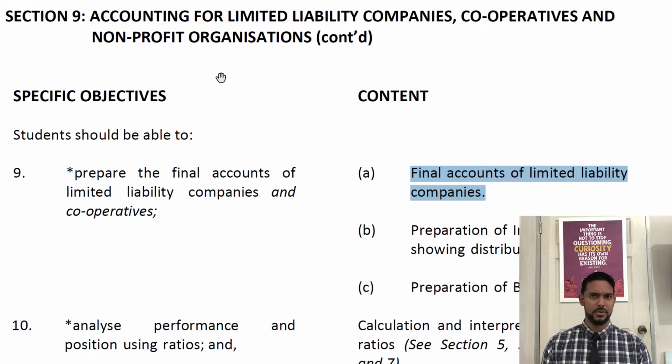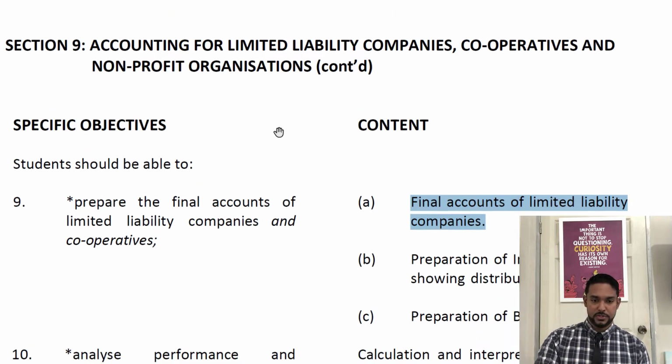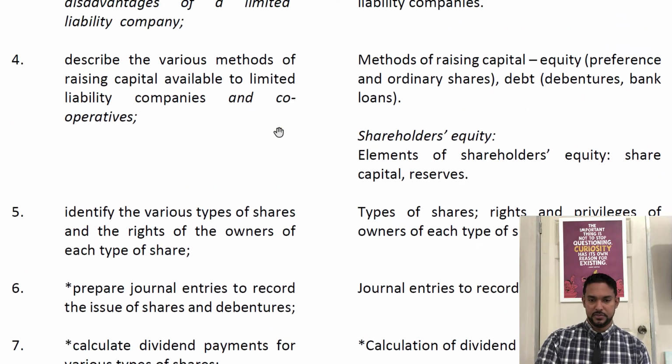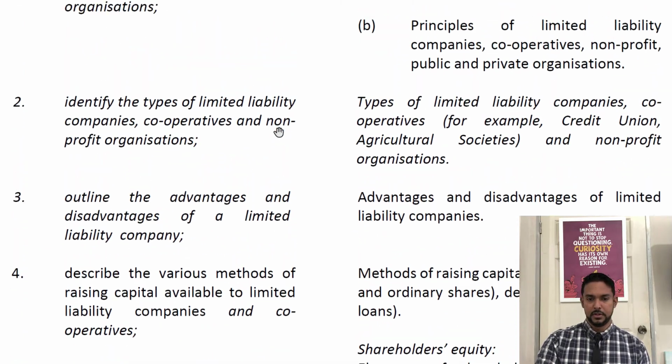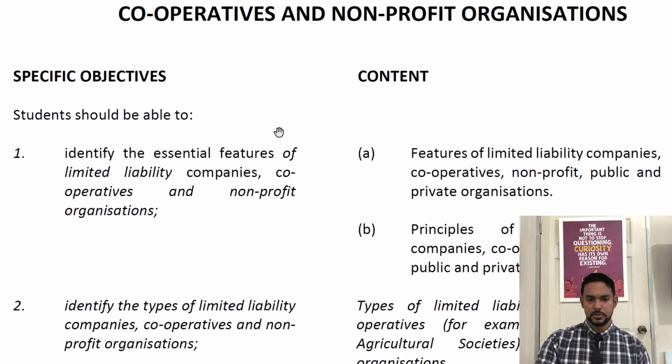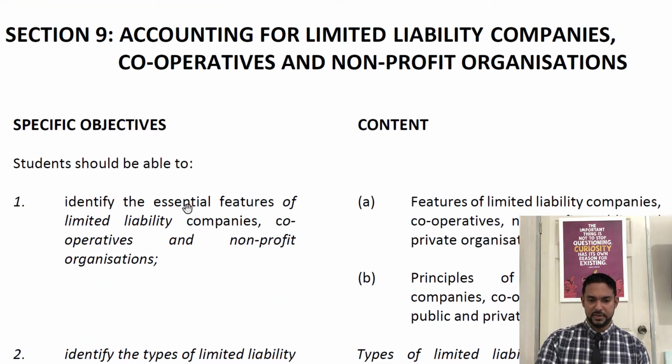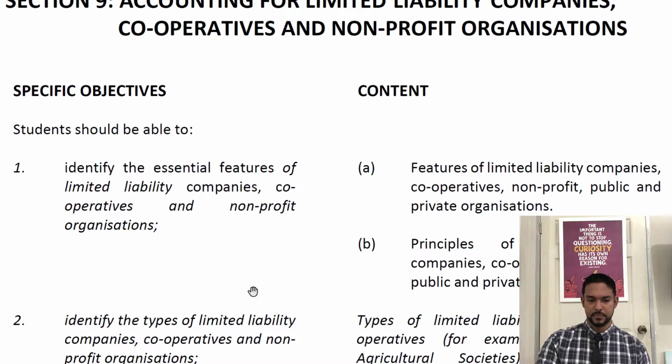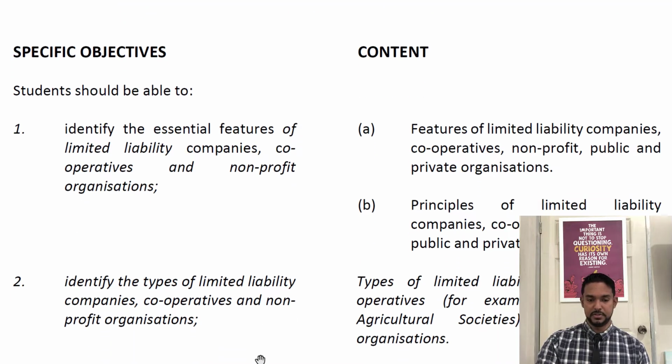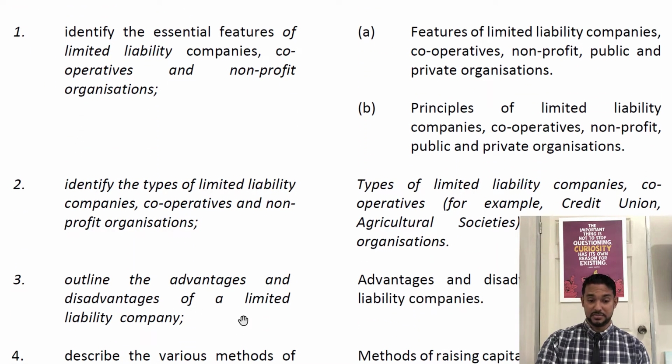So they changed a couple of wordings, because I do remember. So you're seeing this, it says Section 9, accounting for limited liability companies, cooperatives, and non-profit organizations. I will just scroll up so you guys can see everything else that they had here, all right? So same Section 9: identify essential features of these companies, identify types of limited companies, outline the advantages, disadvantages. You guys could pause and take a read just to make sure we don't miss out anything or any mention of the statement of changes in equity.